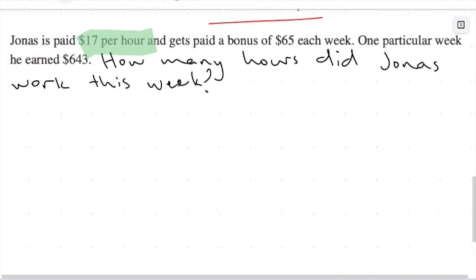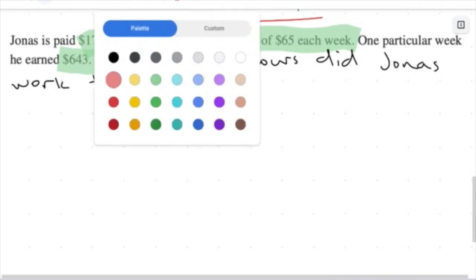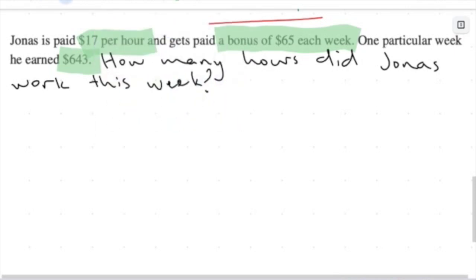And he gets paid a bonus, so an additional amount of money of $65 each week. So one particular week, he earned $643. And our question is, how many hours did Jonas work this week? So now that I've underlined everything, I want to set a pronumeral for the amount of hours Jonas worked that week. So I'm going to say, let H be the hours Jonas worked.